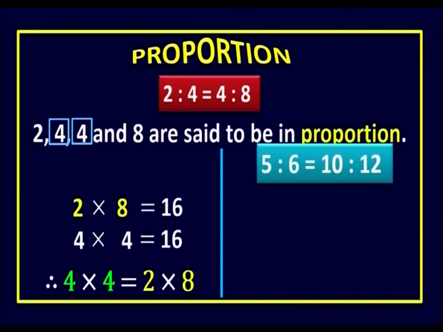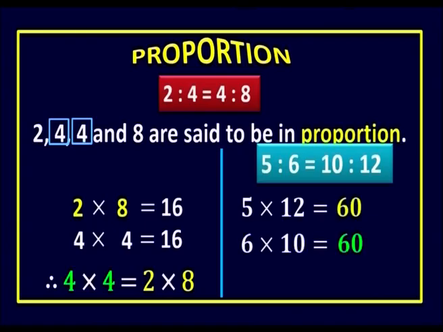Now, here these are also in proportion, isn't it, children? Now, we will multiply the first one and the last one, that is 5 and 12. How much do you get? 60. Now, let us multiply the middle ones also, that is 6 and 10, you get even 60. I can write 5 into 12 is equal to 6 into 10.